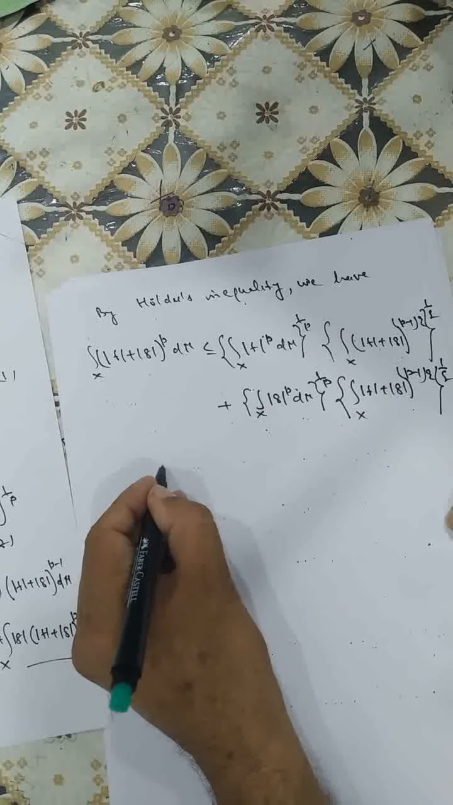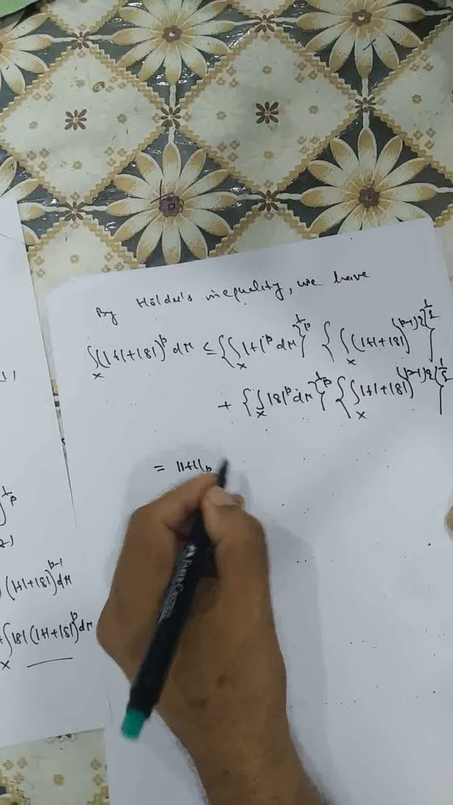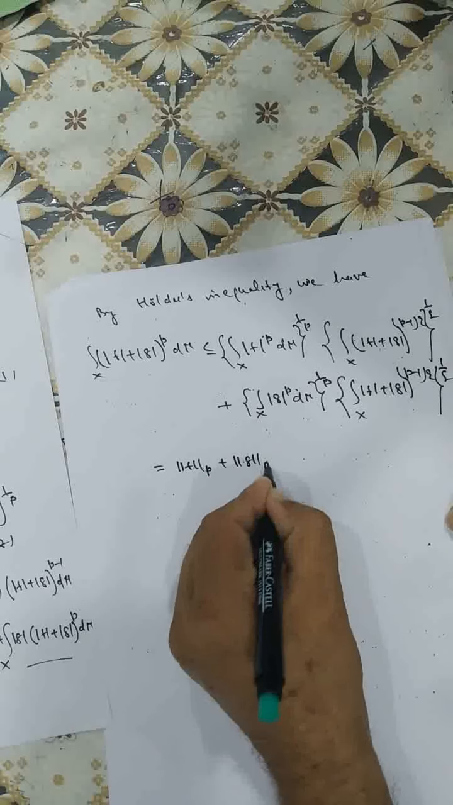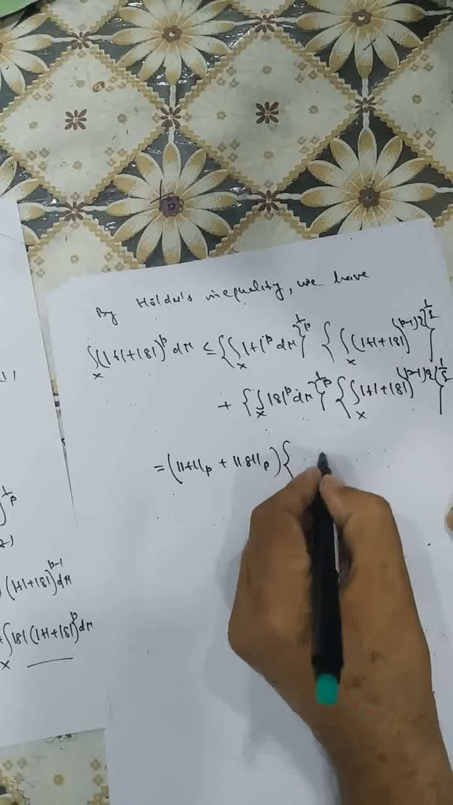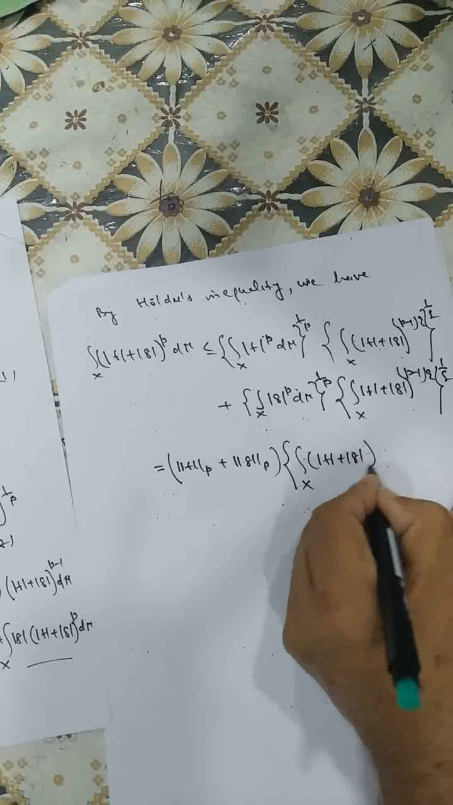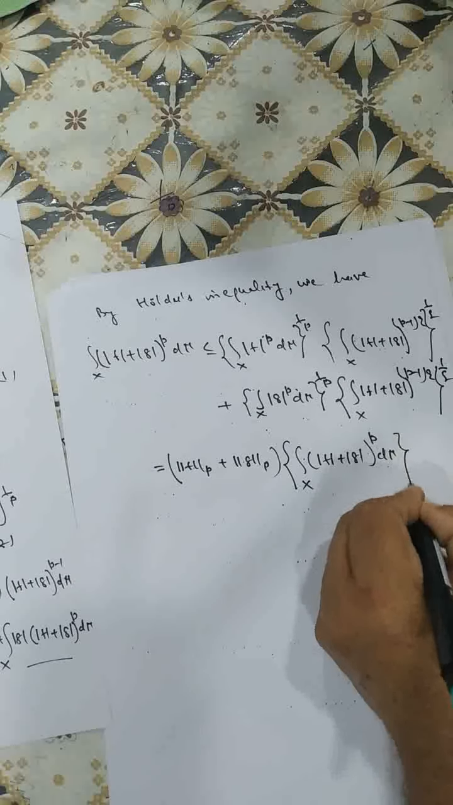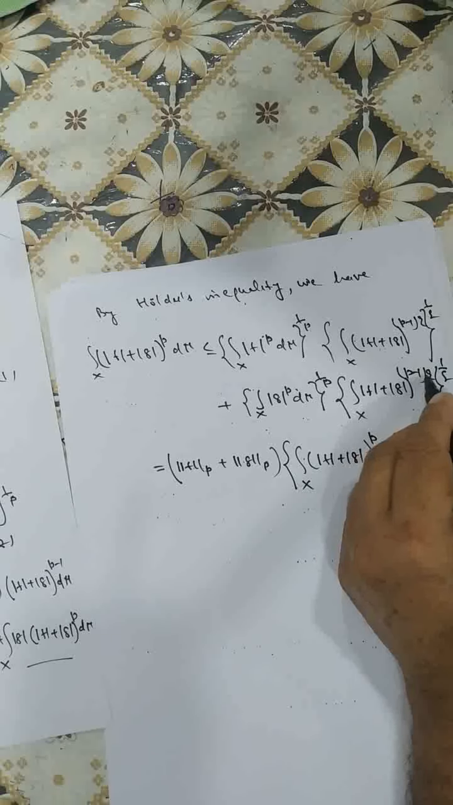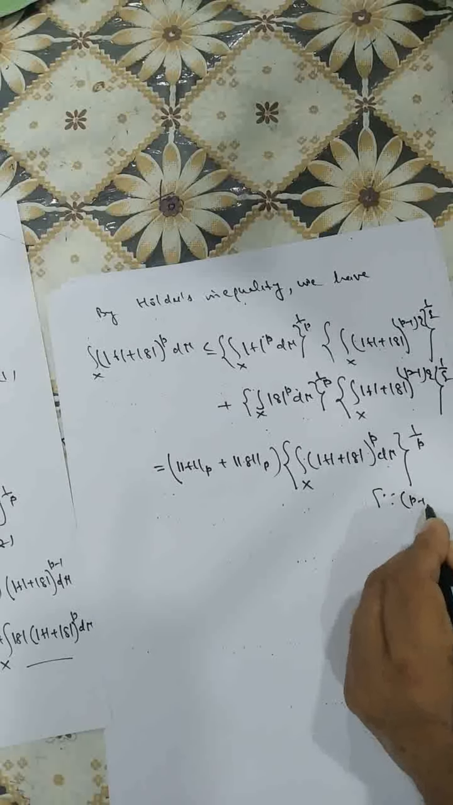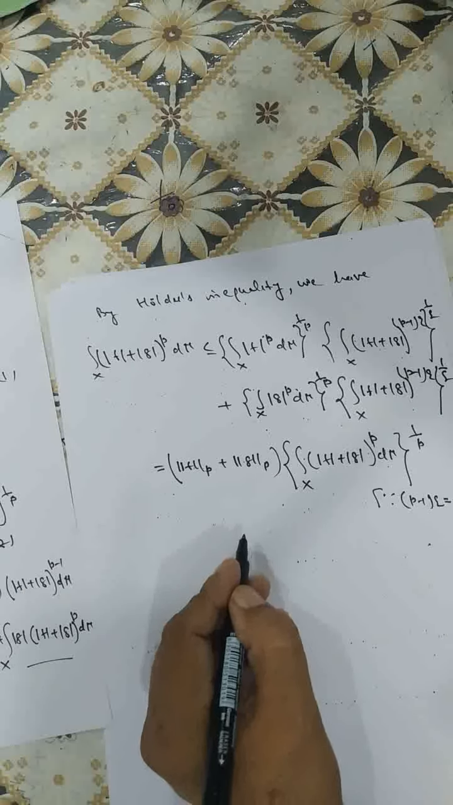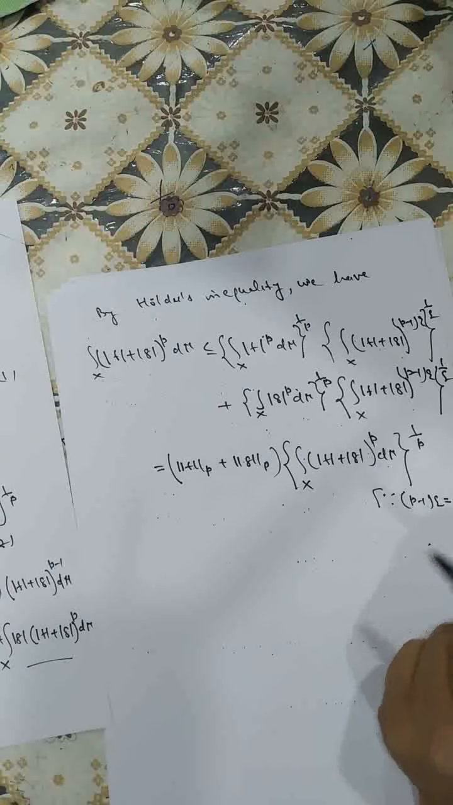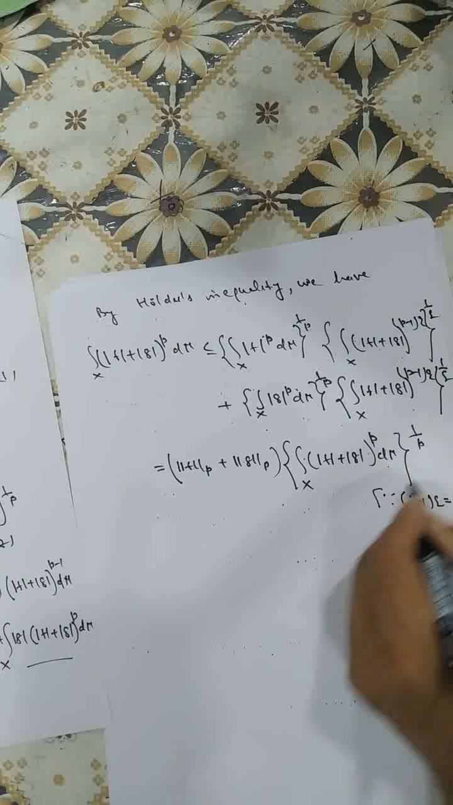This value is equal to the L^p norm of f, and this value is equal to the L^p norm of g. You can take this term as common, so you get the L^p norm of f plus the L^p norm of g times the integral over X of (|f| + |g|)^p d mu to the power 1/p, because (p-1) times q will be equal to p. You can calculate this easily from 1/p + 1/q = 1. You know, p and q are conjugate exponents. Put this as equation number 3.